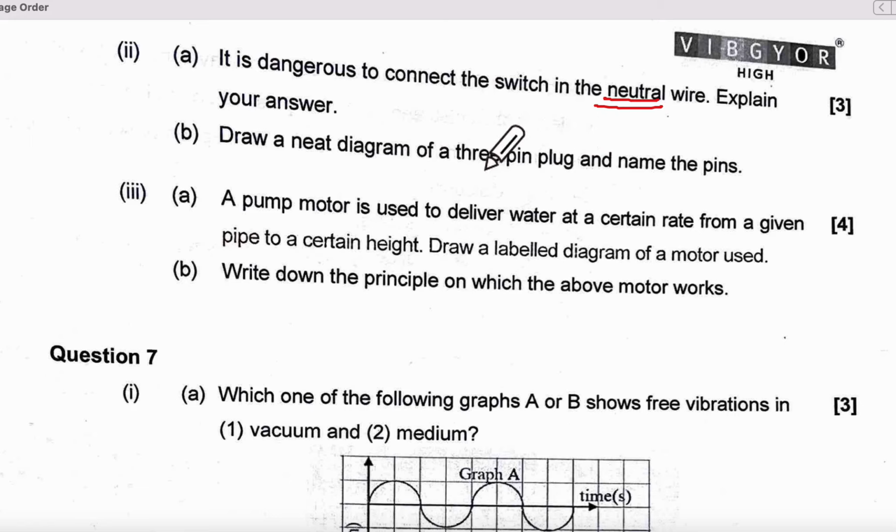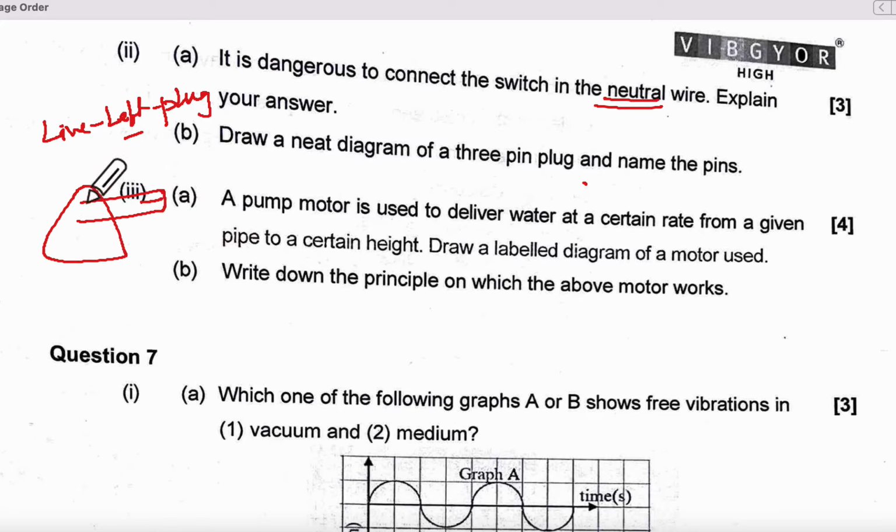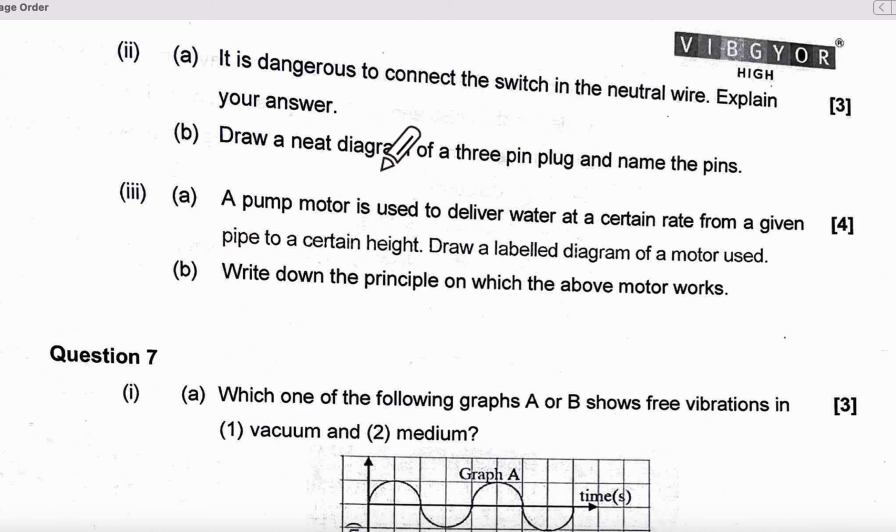Draw a neat diagram of a 3-pin plug. Name the pins. What did I tell you? Live on the left in the plug. Correct or no? So your plug will be like this. This will be the longer one. You have to show the split ends, this way and this way. This will be shorter, this will be shorter. Live on the left, so this will be live, this will be neutral, and this will be earth. Show the split ends properly. Okay? Yes. I have drawn very fast.